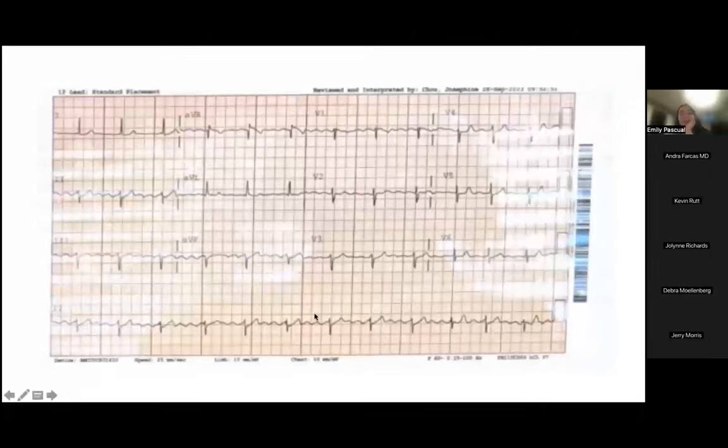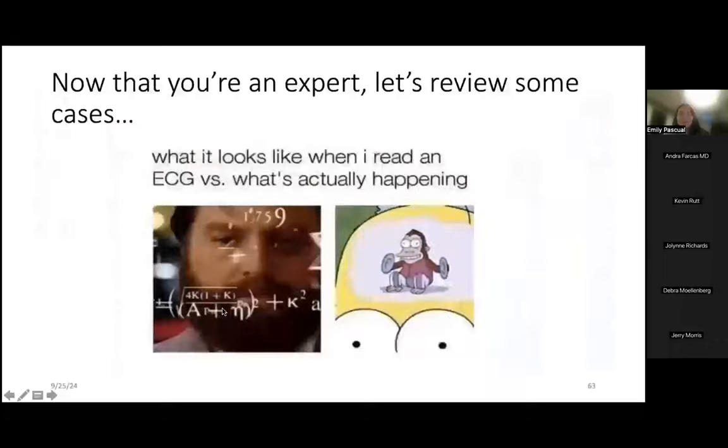And this one is actually pretty easy. This is a nice textbook EKG for atrial flutter. You can see that sawtooth pattern really well in the inferior leads. This is a perfect atrial flutter EKG.